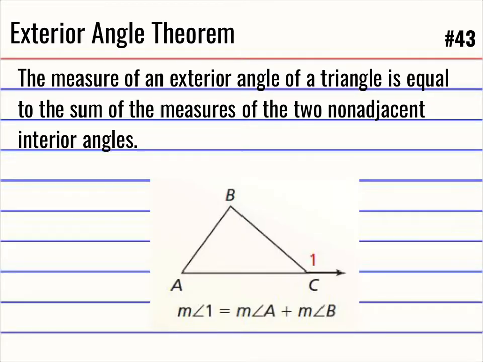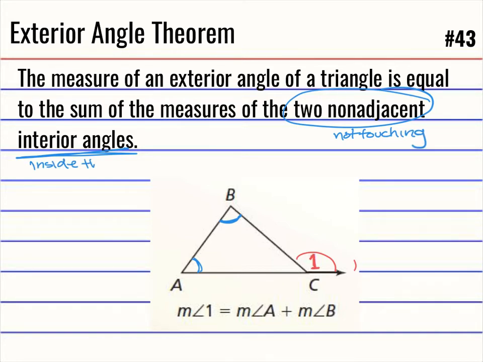The exterior angle theorem says that the measure of an exterior angle of a triangle is equal to the sum of the measures of the two non-adjacent interior angles. So in this case, my exterior angle is here at 1. So the measure of this angle is going to be equal to the measure of angle A plus the measure of angle B, because it says the two non-adjacent interior angles. So non-adjacent meaning not touching, and interior inside the triangle.